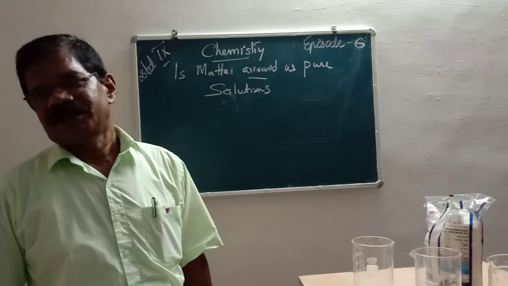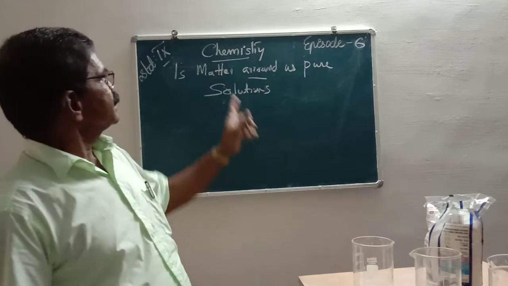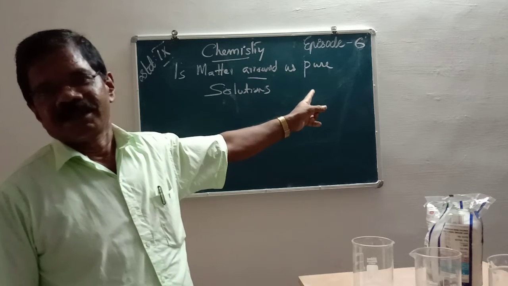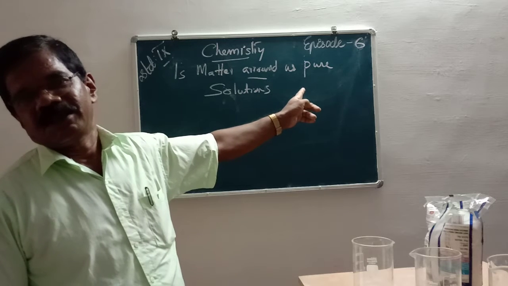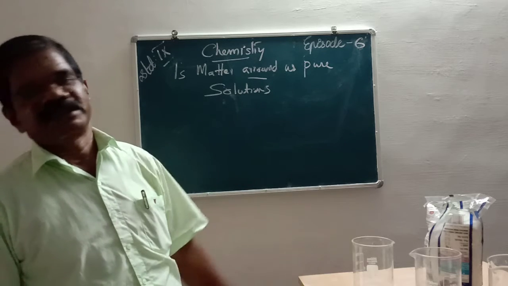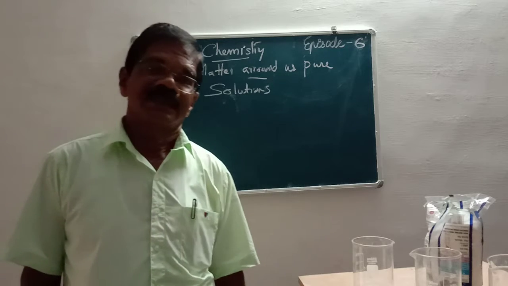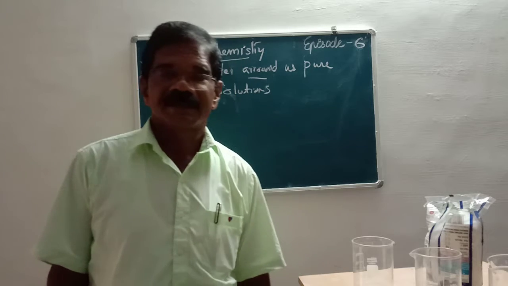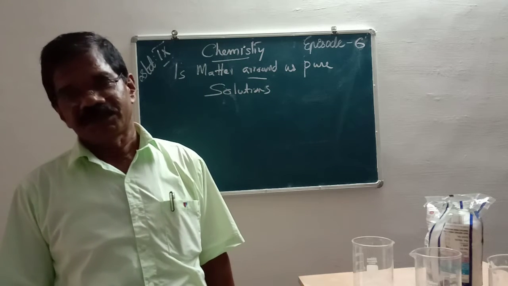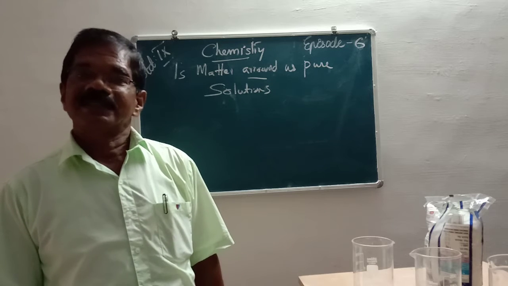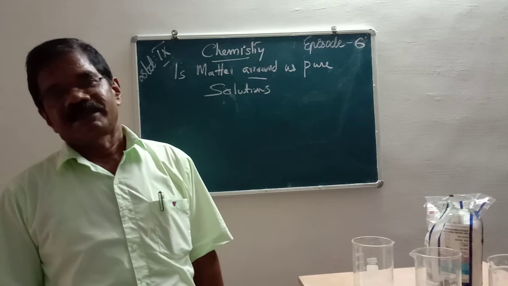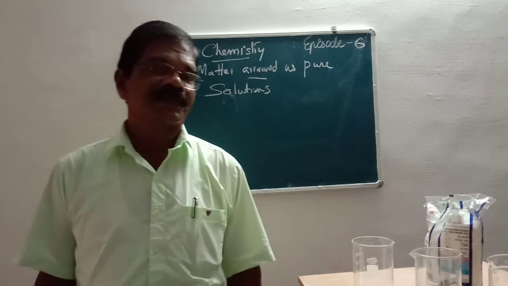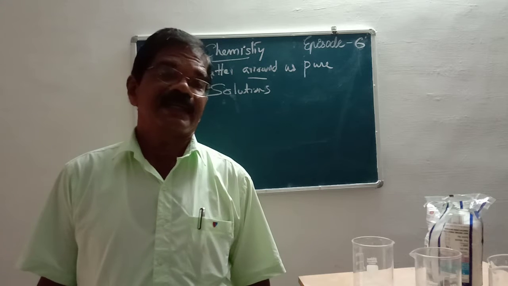During the last class, we discussed the topic: is the matter around us pure? In that section, we learned that everything in the universe is made up of either matter or energy. That means I and you, the earth, the planets, the sea, the air, and everything. Everything in the universe is classified into what? They are matter and energy.